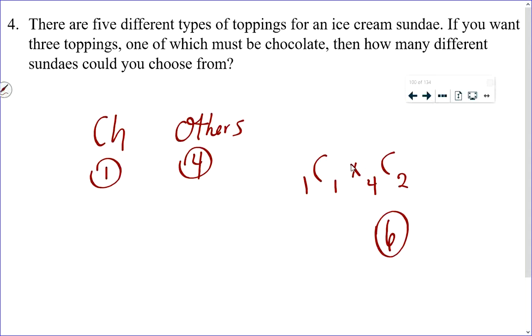4 choose 2? Does anybody play crib? Does anybody who plays crib, and it's very, very rare, know what 4 of a kind is, like 4 kings? 12. You know why? Because a pair is 2.